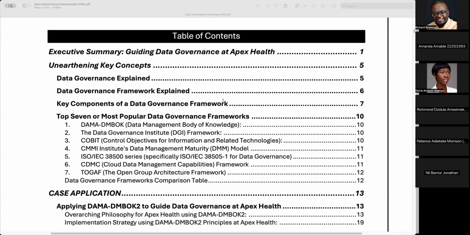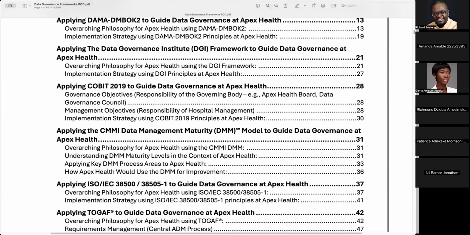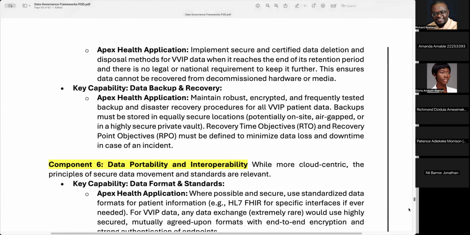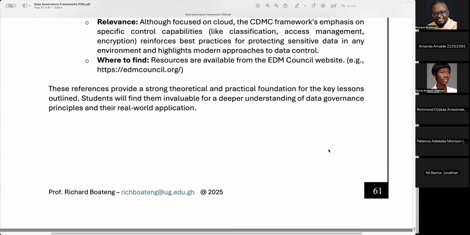Then, we spent considerable time applying each of those 7 frameworks specifically to the detailed case study of Apex Health in Ghana. We saw precisely how the principles and components of each framework could be leveraged to guide the design and implementation of data governance in that incredibly high-stakes, highly sensitive environment, with its focus on protecting VVIP data and ensuring full compliance with Ghana's Act 843. And that case study really drove home the point that understanding these frameworks isn't just an academic exercise. It provides you, as future data professionals, with a structured way of thinking, a set of tools and approaches to tackle complex real-world data challenges, helping turn potential data chaos into a well-governed, trusted strategic asset for any organization.